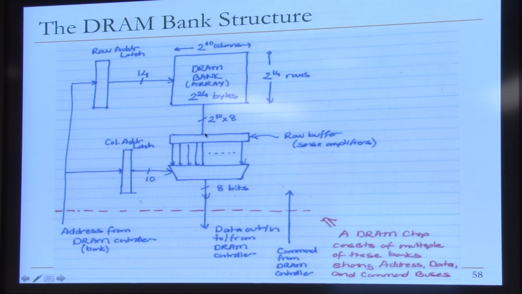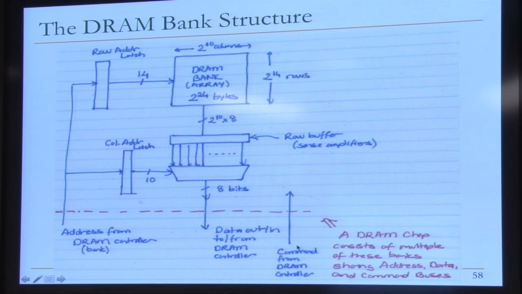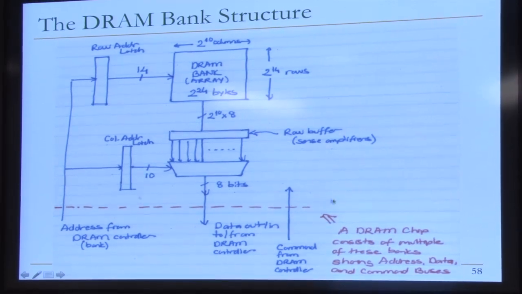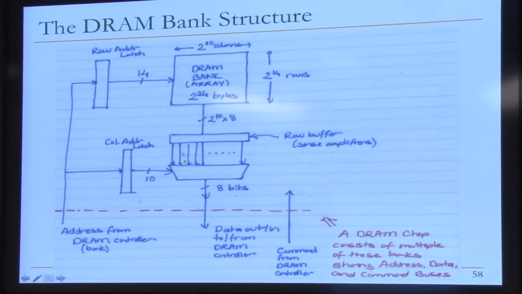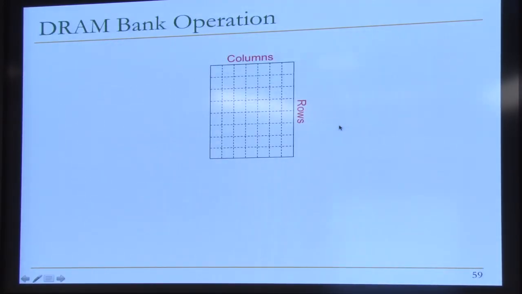Even though I show you a huge distance over here, these are actually really tightly coupled, tightly integrated. But basically, you can think of getting the data out as muxing out the column. And this goes out of the chip. This is the data out or in to or from the DRAM controller. And this is the address coming from the DRAM controller. And this is a command coming from the DRAM controller. This is kind of the boundary, basically. And a chip consists of multiple of these banks sharing address, data, and command buses, and a bunch of other circuitry over here.